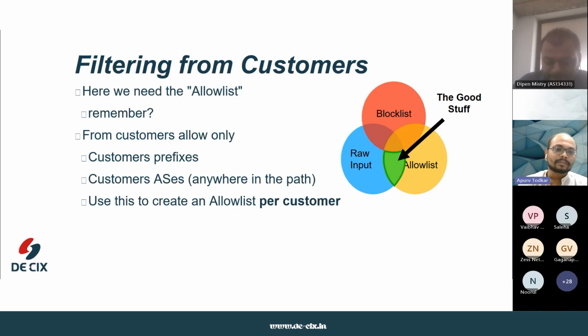For instance, I'm a customer and I'm connected to an IXP or an upstream provider. Then I can tell them that these are my upcoming prefixes that I want to allow. So there's a manual intervention required wherein I allow those prefixes manually.